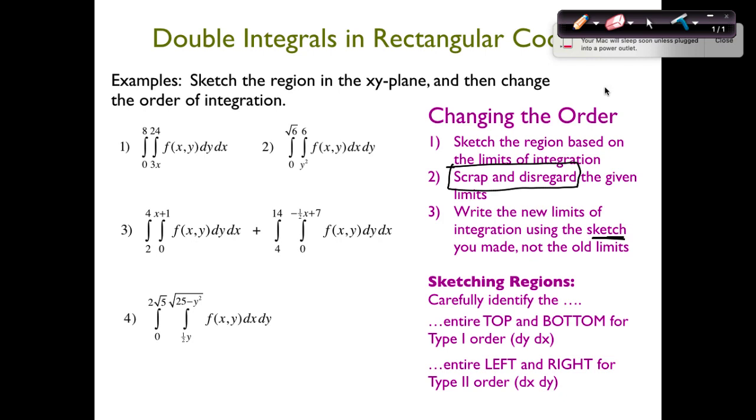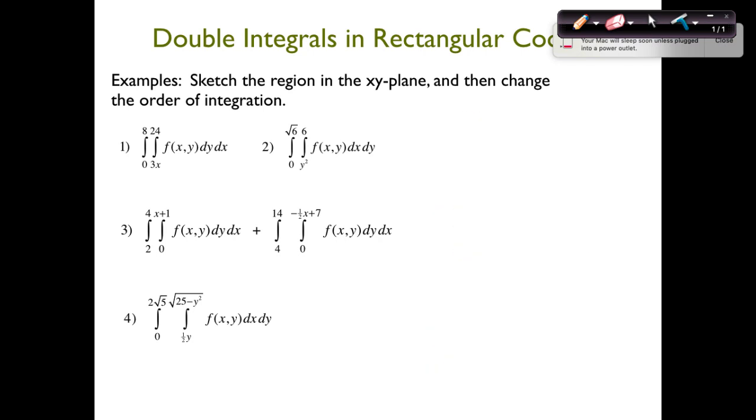Okay, any questions about the strategy? All right, so here we go. Let's do the first one together. So this first one, is it type 1 or type 2? So that means, and is the bottom or the top split up, or is it one continuous function for the bottom and one continuous function for the top?